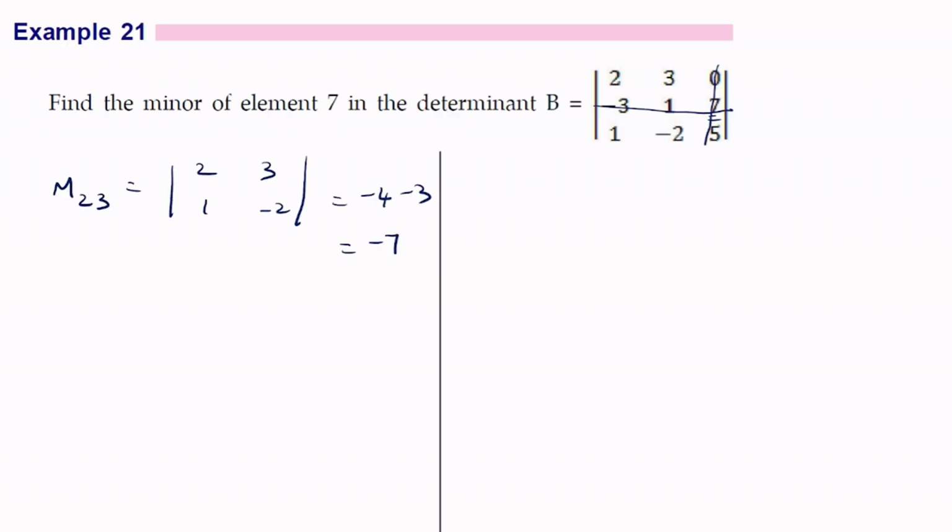So in the previous example, if we want to find the cofactor of this element A23, it is minus 1 the whole raised to 2 plus 3 into the minor of that element. So minus 1 the whole raised to 5 is minus 1, into minus 7. So this is 7. So this is the cofactor of element 7.